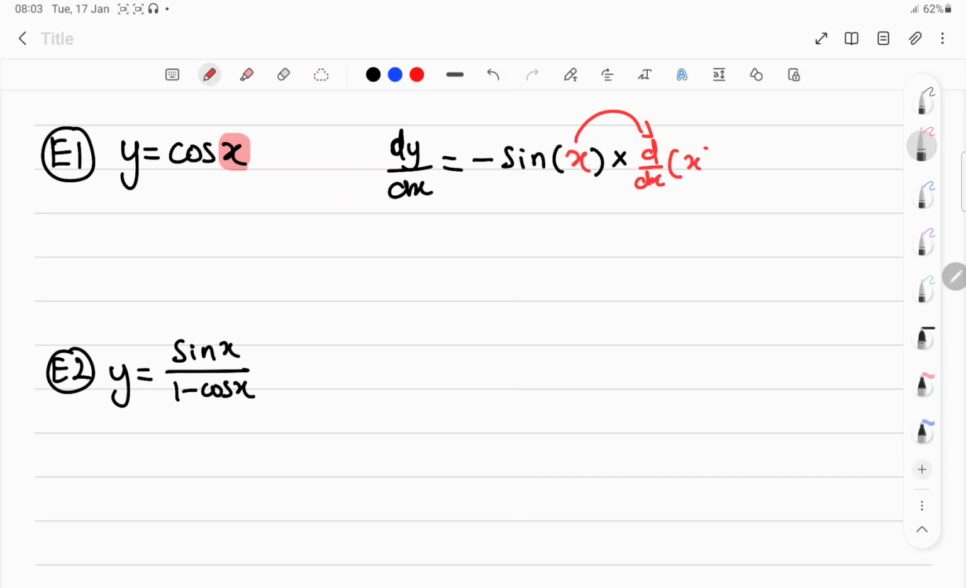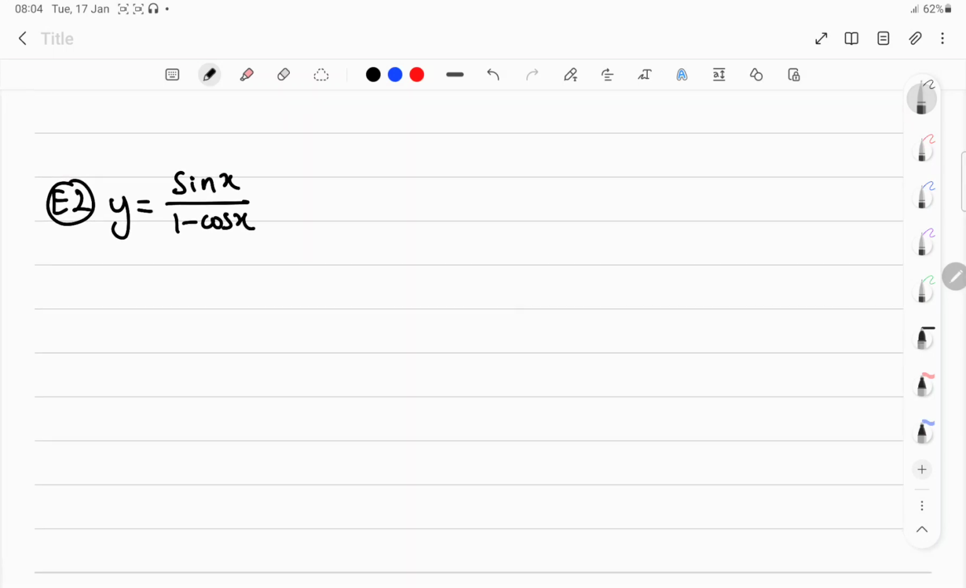So differentiate the x, like this. And then minus sine x. Differentiation of x is 1. So if we multiply by 1, it's going to be also equal to minus sine x. So this is the answer for the first one. Okay, let's go to the second one.